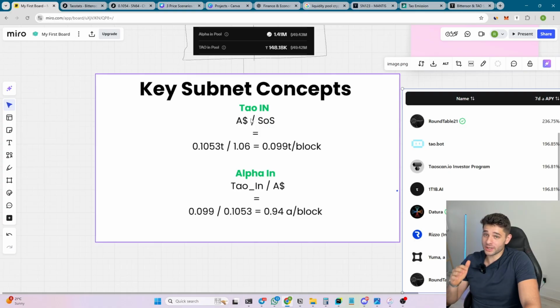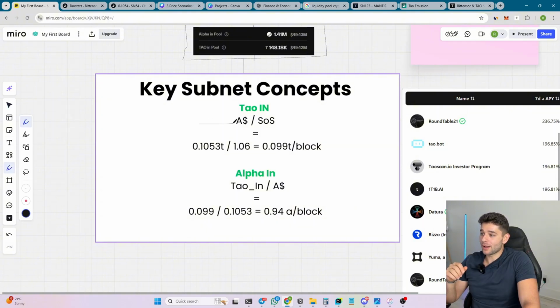So the first one is called Tao into the subnet's liquidity pool. You can obtain that by dividing the alpha price of that subnet token by the current sum of subnets. Okay, so SOS is sum of subnets. Right now it's around 1.06.